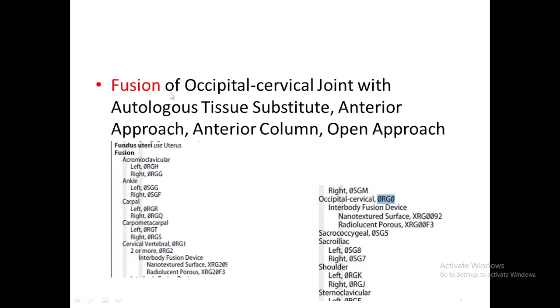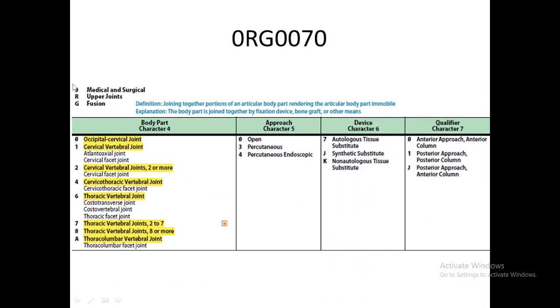The first is fusion of occipital cervical joint with autologous tissue substitute. So we should use the term fusion and search for occipital cervical joint in the index. So fusion and occipital cervical. So 0RG table, an occipital cervical joint, and the approach is open approach. Here autologous tissue substitute was used, so 7, and the qualifier is anterior approach, anterior column.